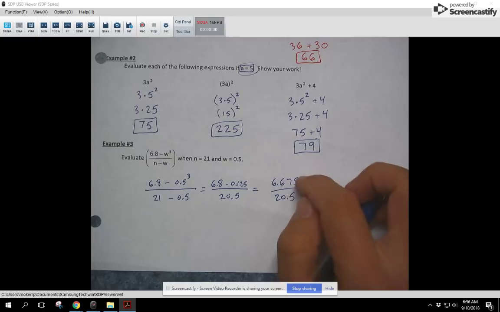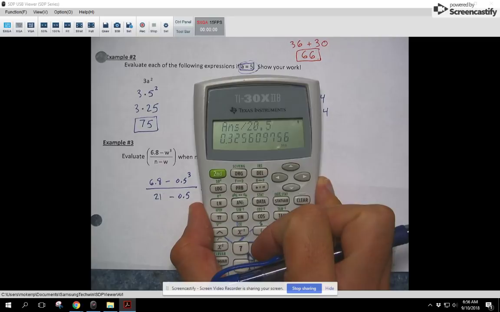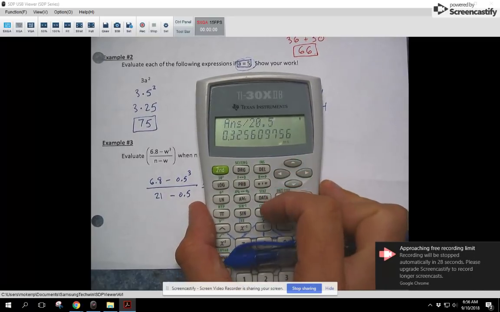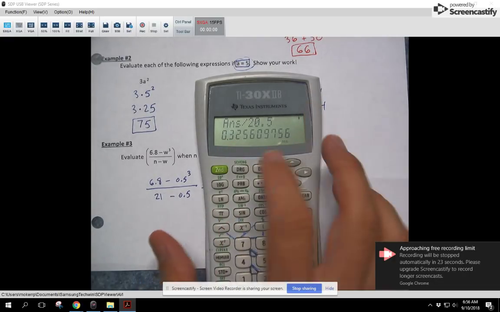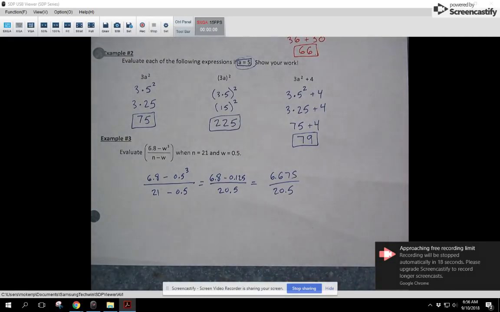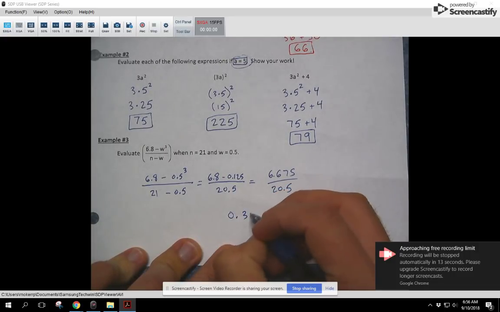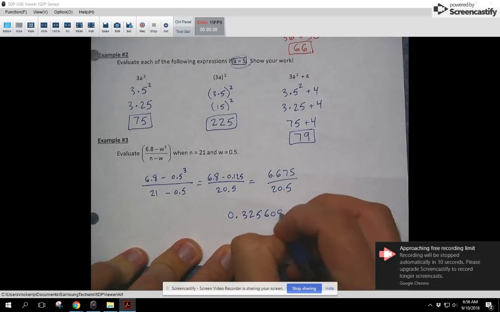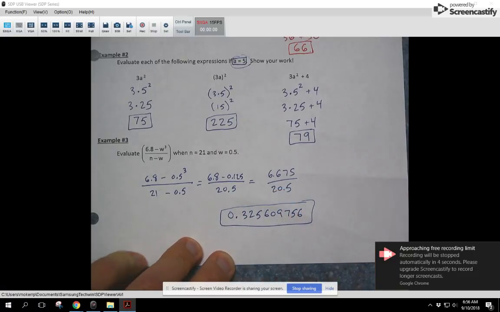Now, if I want to fully simplify this, I need to divide here. So I'm going to do 6.675 divided by 20.5 in my calculator. And this is the result. Okay, that's not a nice decimal. So at this point, I could round if the directions told me to, but since it didn't tell me to round, I'm just going to simply write down that entire answer, and that's perfectly fine. So it is 0.325609756, and that is a perfectly acceptable answer here in this class.